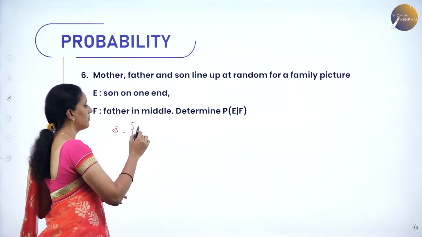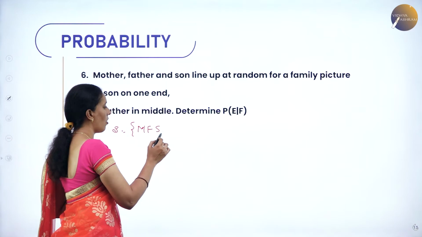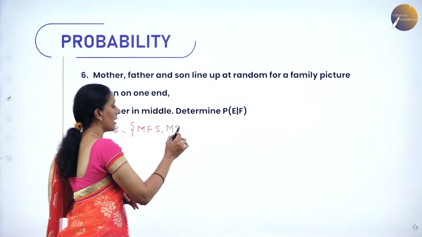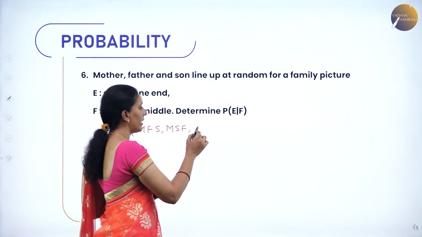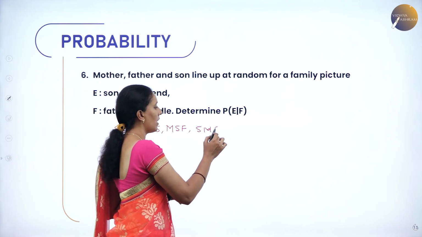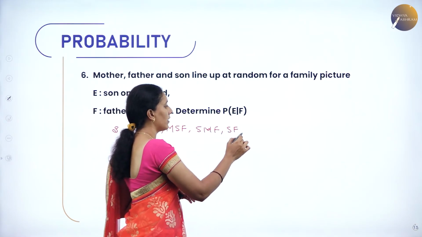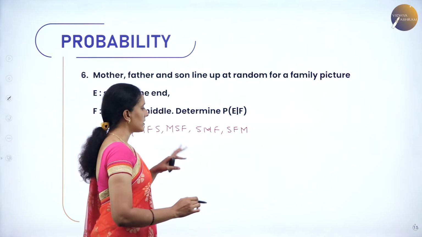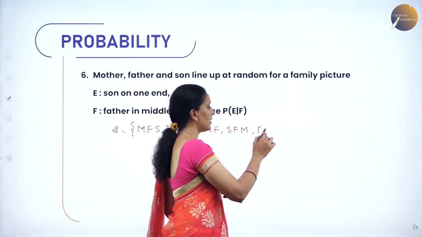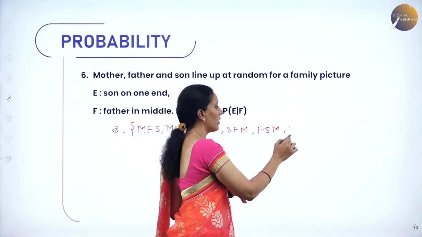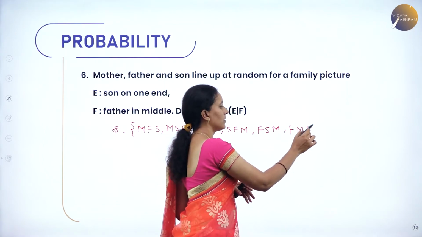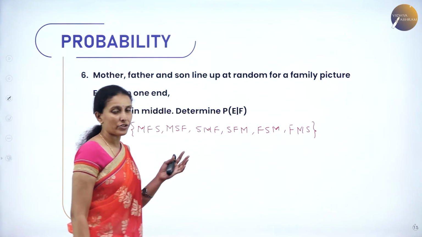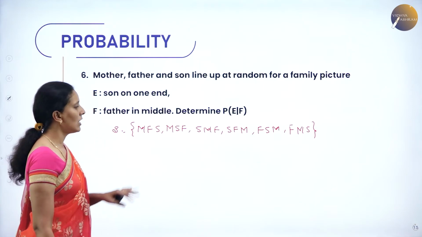So mother, father, son, or mother, son, father. Next, I can take son, mother, father, or son, father, mother. Next, I can take father, son, mother, or father, mother, son. So, these are the poses for the picture they can give according to the line.